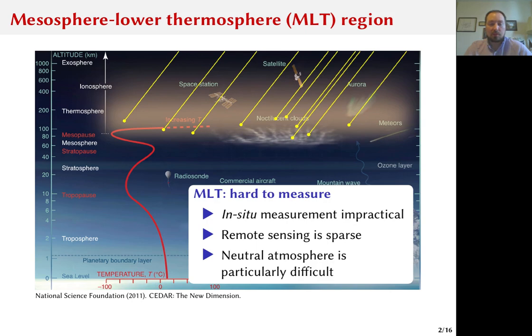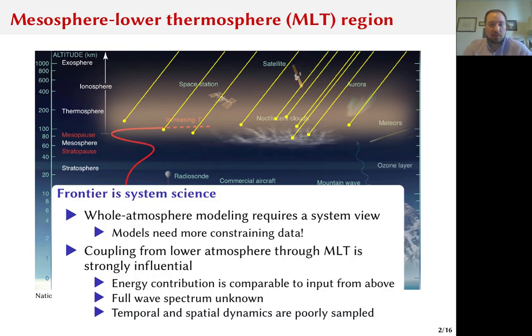And the neutral atmosphere is particularly difficult to measure, but of course it's coupled with the ionosphere, and so we do care what the neutrals are doing. We all know that the frontier is system science. Whole atmosphere modeling of the entire atmosphere and ionosphere requires a system view, but models need more constraining data in order to provide a comprehensive view.